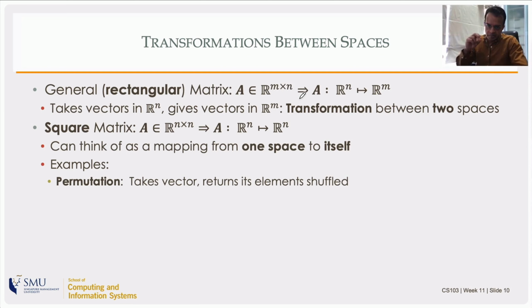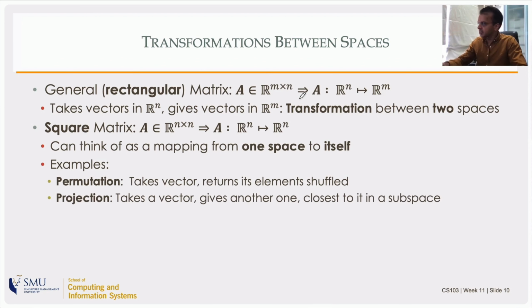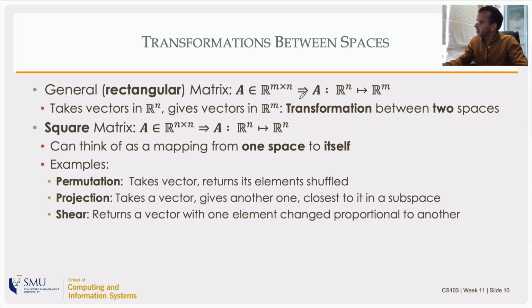If you think of permutation, it takes a vector, shuffles the elements and gives it back to you. So that we saw, we had permutation matrices. Then we had the projection operator, which also takes a vector in Rn and gives you another vector in Rn, which is actually a member of a subspace, but it's still a vector in Rn. So if you take a three-dimensional vector and project it to the xy plane, I get a vector with three components, even though the last component is actually 0.